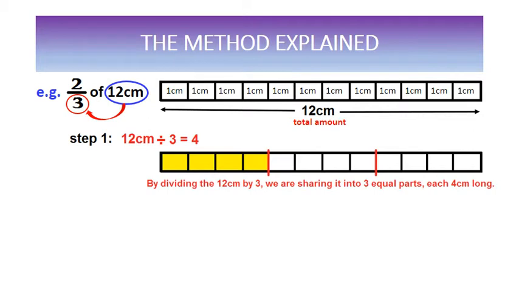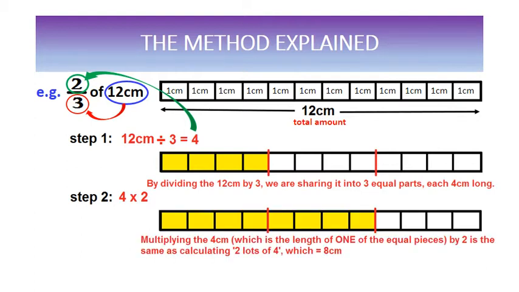So by dividing by 3, we've shared the 12 into 3 equal sections and found what one of them is worth. In other words, we've found what 1/3 of 12 is. Step 2 then is to take that third, which in this case is worth 4 centimetres, and multiply it by the numerator of 2. And the answer is 8 centimetres, because if 1/3 is 4 centimetres, 2/3 is going to be 8 centimetres. It's 2 lots of the 4.